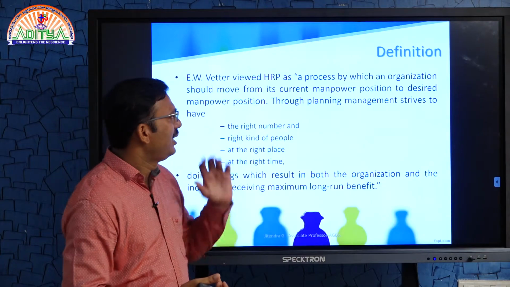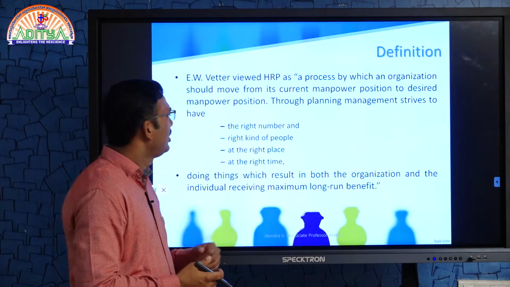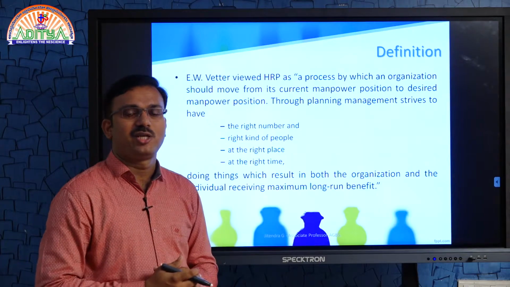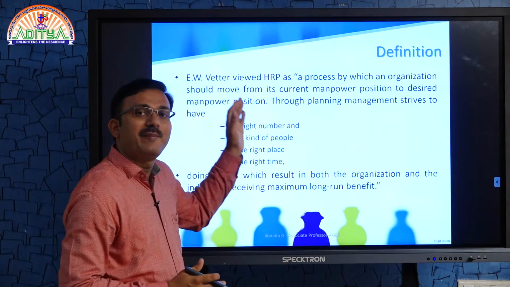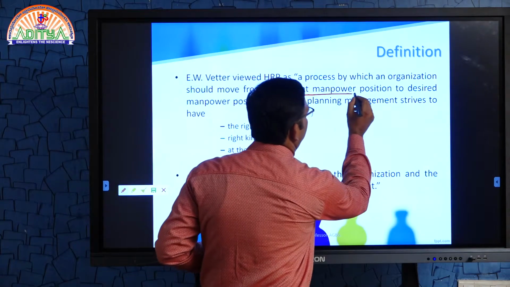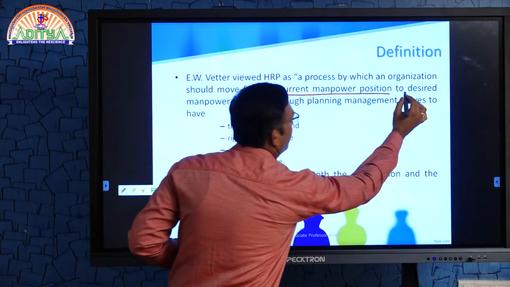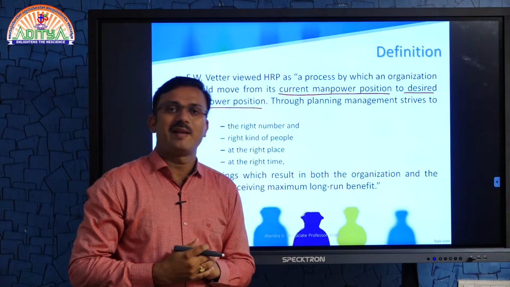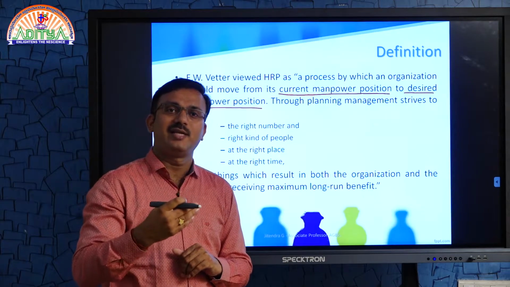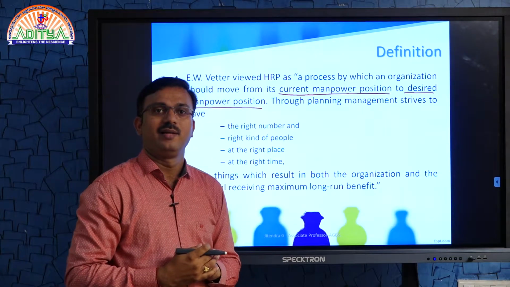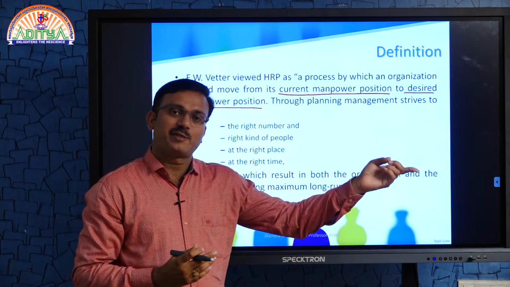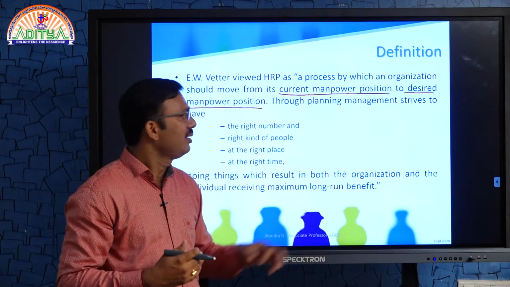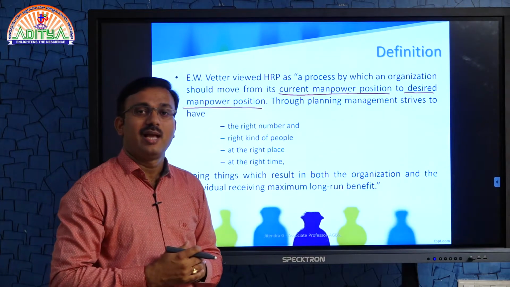Now we will see the definition of human resource planning. According to E.W. Vetter, he viewed human resource planning as a process by which an organization should move from its current manpower position to the desired manpower position. What is the current manpower position and what is the desired manpower position? Current manpower position means how many employees are working at present in the company. Desired means what we expect in the near future.